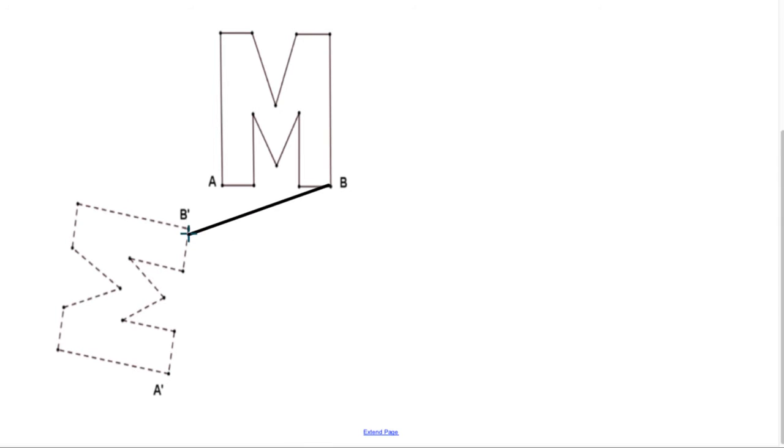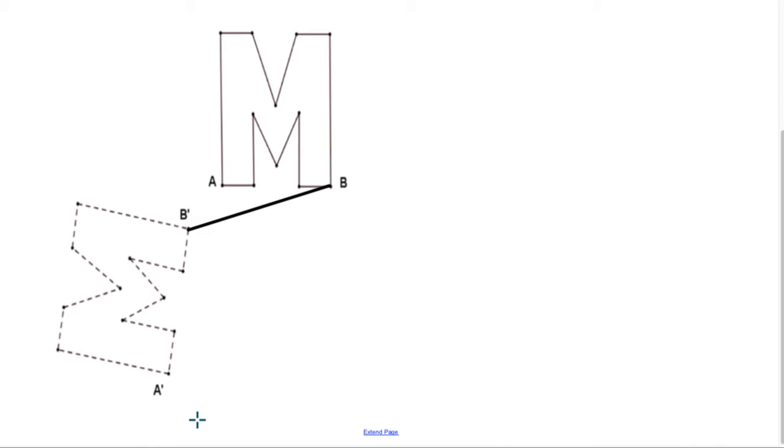So you should have something that looks like this. B prime and B. Yes, we're good? You're drawing a straight line from B to B prime. That's a line segment. We're good.